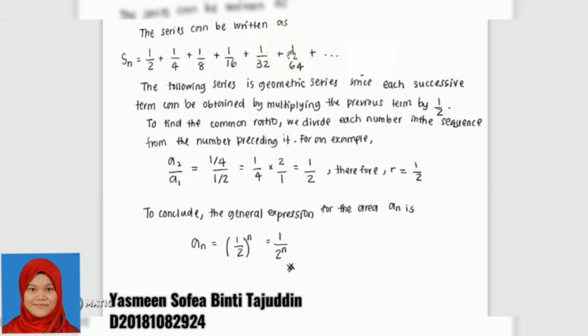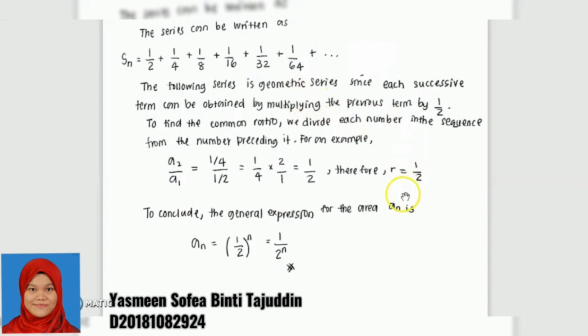Since each successive term can be obtained by multiplying the previous term by 1/2, we denote this series as a geometric series. To find the common ratio, we divide each number in the sequence by the number preceding it. For example, we divide A2 by A1. So 1/4 divided by 1/2 gives 1/2. Therefore R, the common ratio for the series, is 1/2.